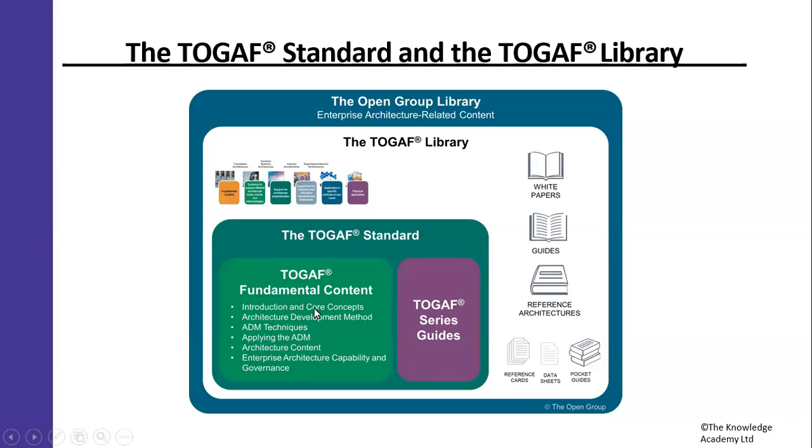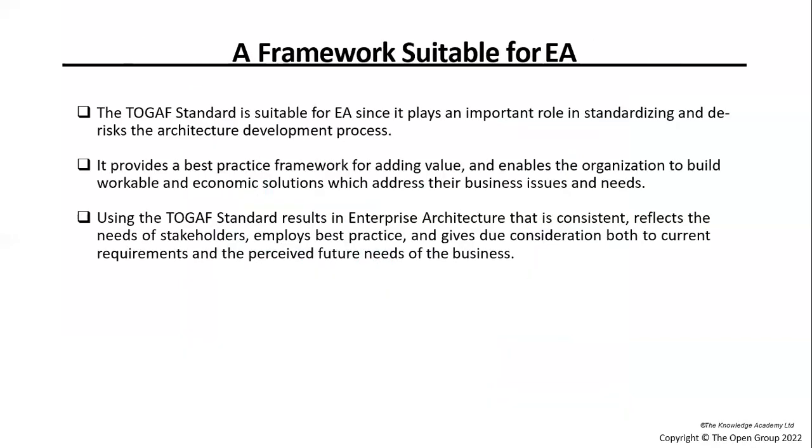Introduction and core concepts. This is the requirement we are supposed to do. Architecture development, ADM techniques we covered. Applying the ADM, we are still covering. Content framework, enterprise capability, continuum, and governance. Getting it? These are the mandatory topics. TOGAF series guides are basically helping content, to help you with the implementation and things like that. Okay. Now, TOGAF we covered.